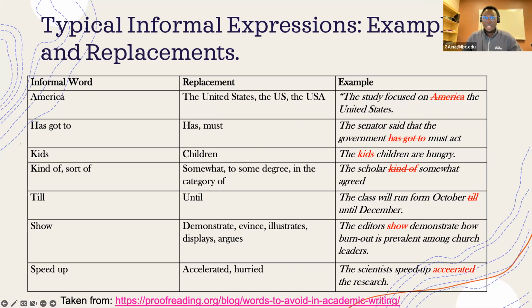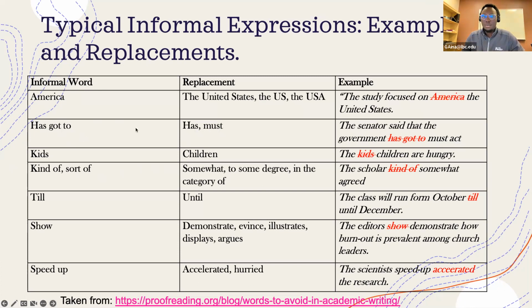And then sometimes we write this informal phrase, "got to." For instance, if you look at this example here, it says, the senator said that the government has got to act. So instead of using "has got to," you can use words like "has to" or "must."